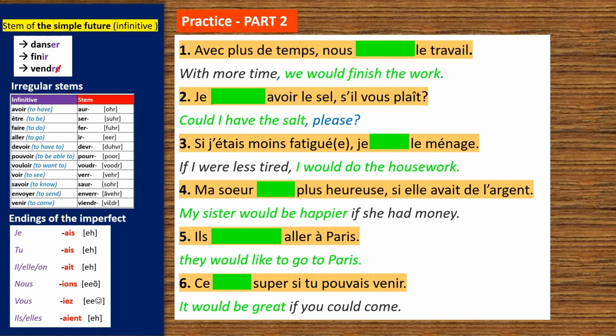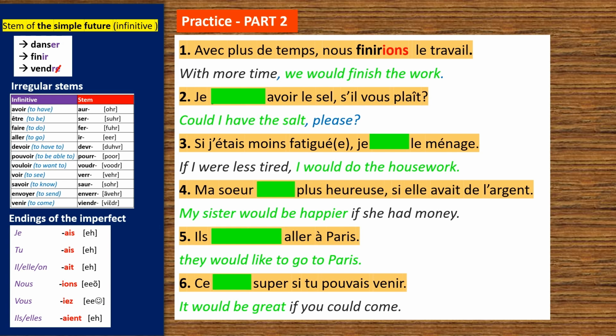The verb that we're looking for is the verb finish. Would finish. This is what we have to translate. The verb finish is finir. The ending for nous is ions. Therefore, nous finirions le travail.